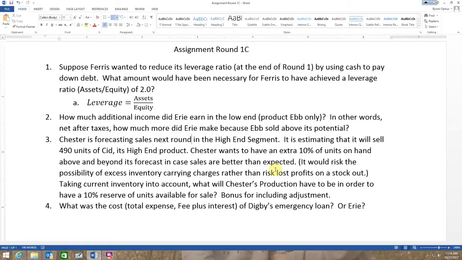And again, it doesn't matter whether Erie showed a profit or loss for the round. Don't concern yourself with that. Concern yourself with how much more they made on that particular product. If you look at your own income statement, it tells you how much you make per product, broken down by product, and that's kind of what we're doing here for Team Erie.